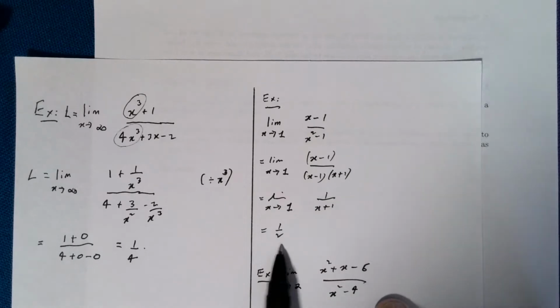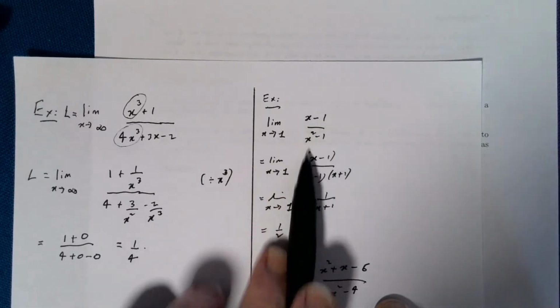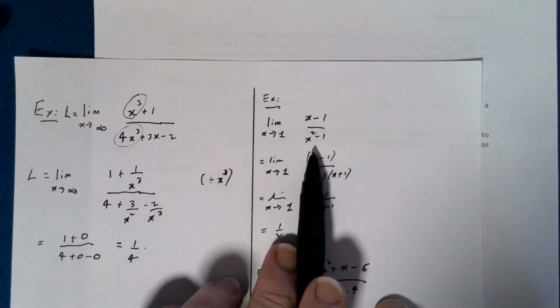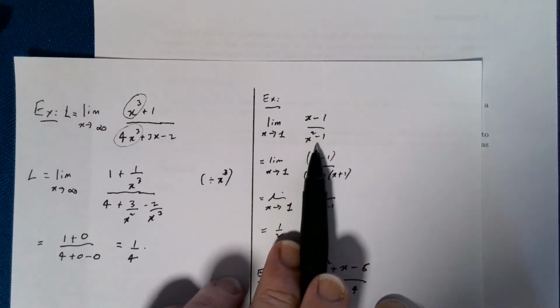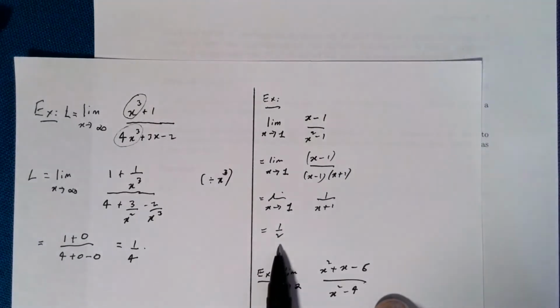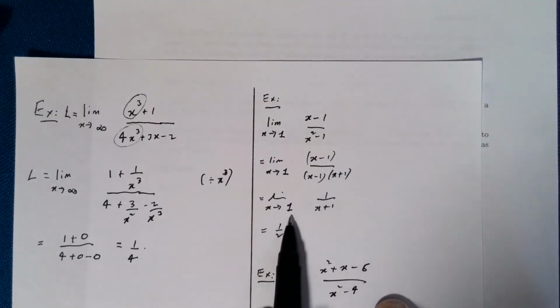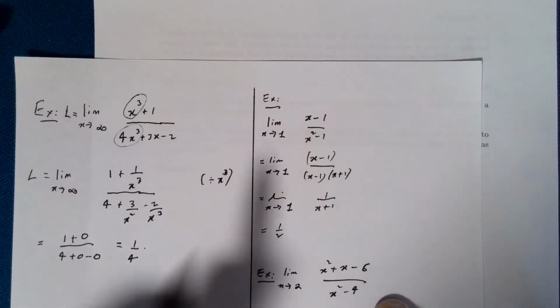It doesn't mean that this thing equals a half when x is 1. It simply says this is getting close to a half as x gets close to 1. That's a very important meaning.